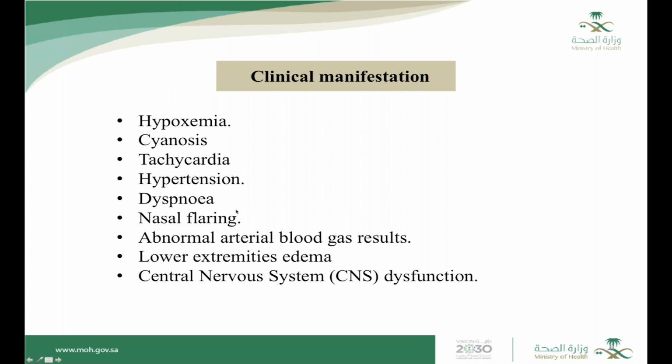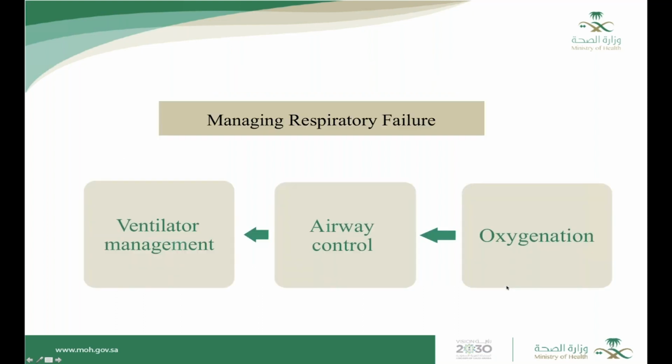And if we are talking about people with chronic conditions like COPD and asthma, we may start to notice nasal flaring with them. Of course, we said we may see edema or CHF, and here it says lower extremities edema, and in severe stages we could see central nervous system dysfunction.